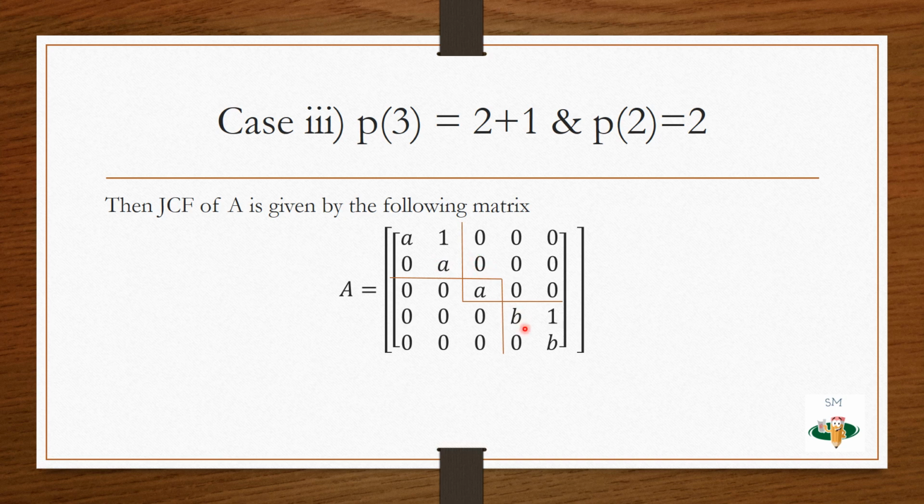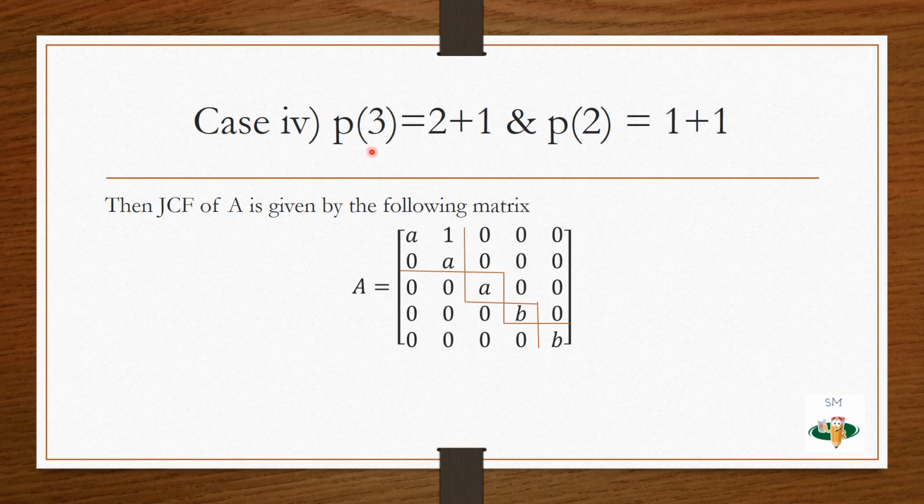Okay, so similarly P of 2 equal to 2 will represent a 2 cross 2 block. Therefore for b, b the super diagonal entry will be 1. These two are in different blocks. Therefore here we have 0. And P of 3 equal to 2 plus 1. Next case, P of 2 equal to 1 plus 1.